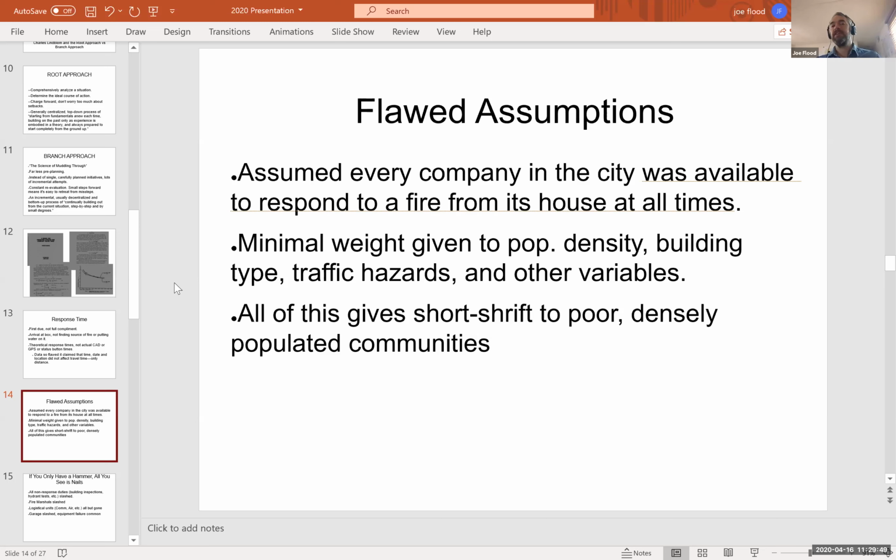If you have a statistical model that assumes that companies can always respond from their house, a second company in that same house is of literally no use whatsoever, according to the model. You would never have a situation where the second company needed to respond. So the model is saying that a second company in a firehouse is of no use. We all know this to not be true.